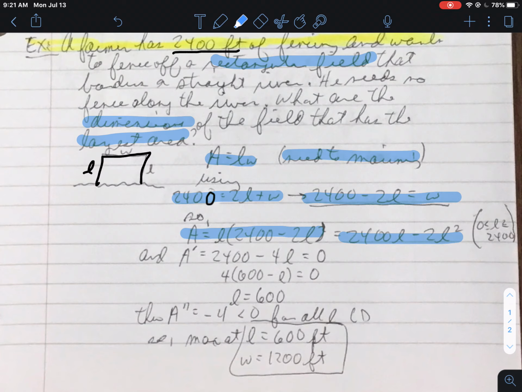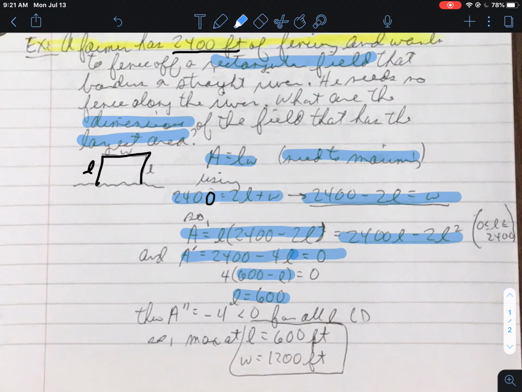So find our derivative. So A prime, again, this is a nice little quadratic, so nothing too fancy. So 2,400 minus 4L, there's our derivative. Set it equal to 0 to find our critical numbers. I went ahead and factored, pulled out a 4. I'm left with 600 minus L equals 0, so L equals 600.